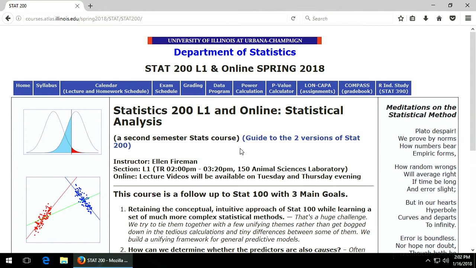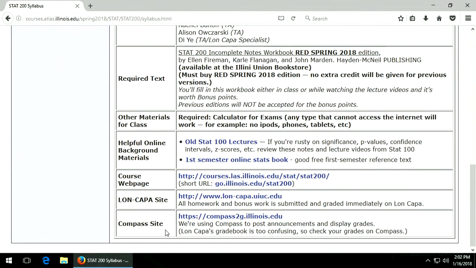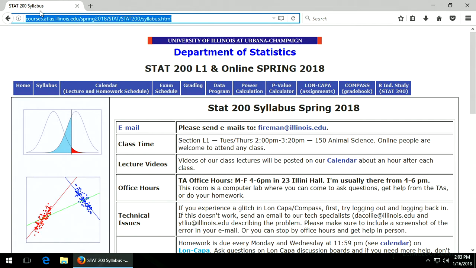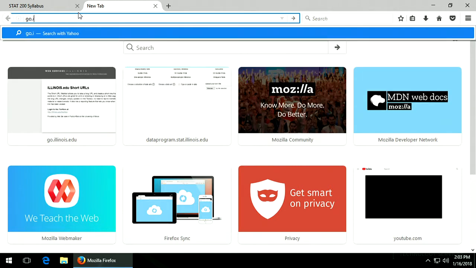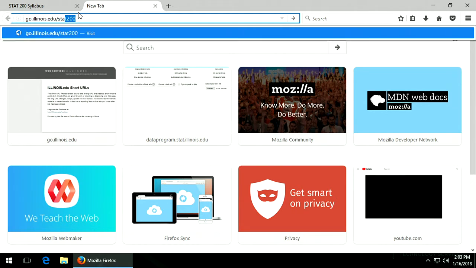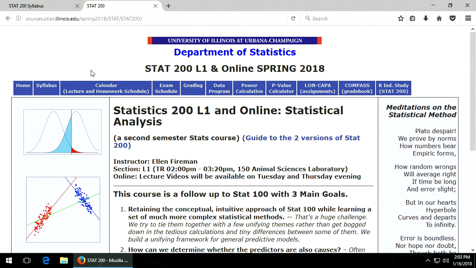Okay? So let's begin by looking at the syllabus here. And how do you access it? First of all, you access this page. Well, how would you get to it? What you would do is, let's open up a new window. This is really easy to remember. You say go.illinois. That's not a dot, that's a comma. go.illinois.edu/stat200. Okay? And that's the short URL that will take you right here.